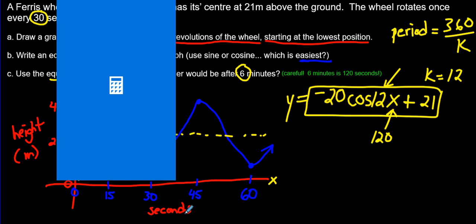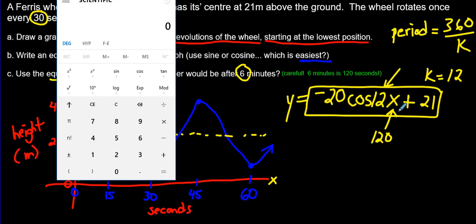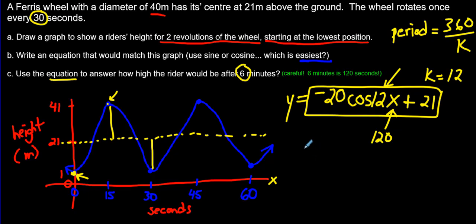So you take a calculator and you can start with, I don't know, 12 times 120. There's different ways to do it, but I'm just going to go 12 times 120. Take the cosine of that. Make sure your calculator's in degree mode. Wow, you get 1. Interesting. Multiply 1 by negative 20. Well, that's just going to give us negative 20. Negative 20 plus 21 is 1. So you get 1 meter high.